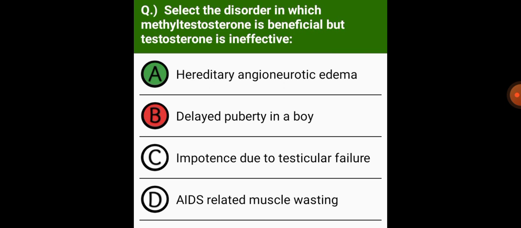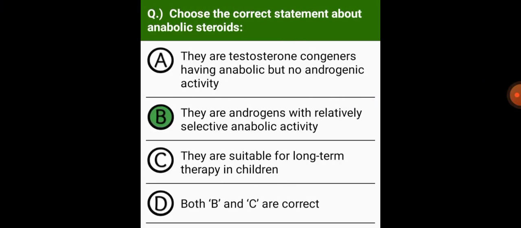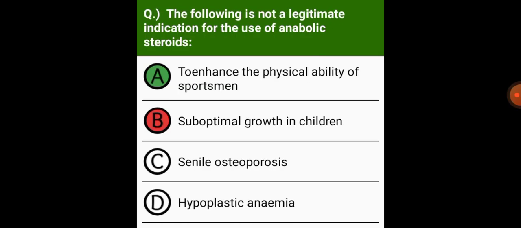Hereditary angioneurotic edema. Parenteral testosterone therapy in a boy can cause the following adverse effects except cholestatic jaundice. Choose the correct statement about anabolic steroids. They are androgens with relatively selective anabolic activity.